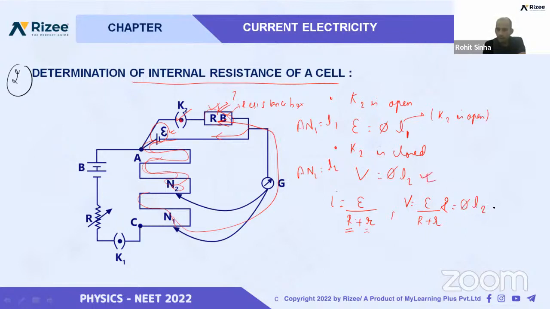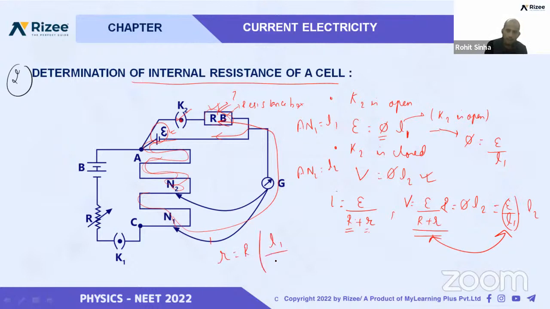Also we can write the value of phi like this, from here, phi is E by L1 into L2. Now use this equation and this equation and solve both of them. What you will get? You will get r is equal to R into (L1 by L2 minus 1). This will be the value of internal resistance.